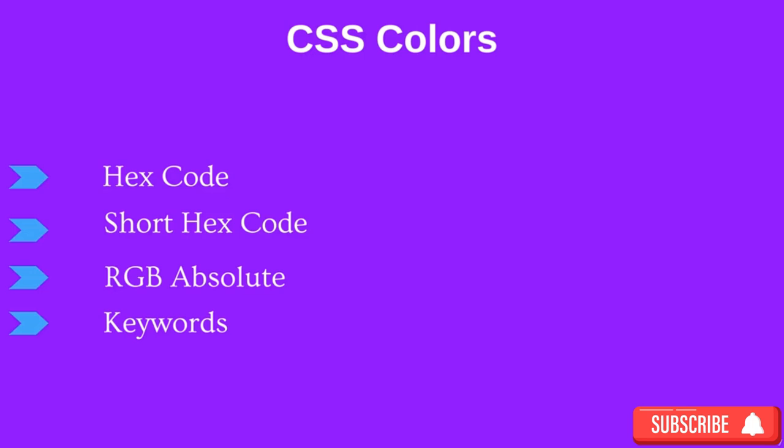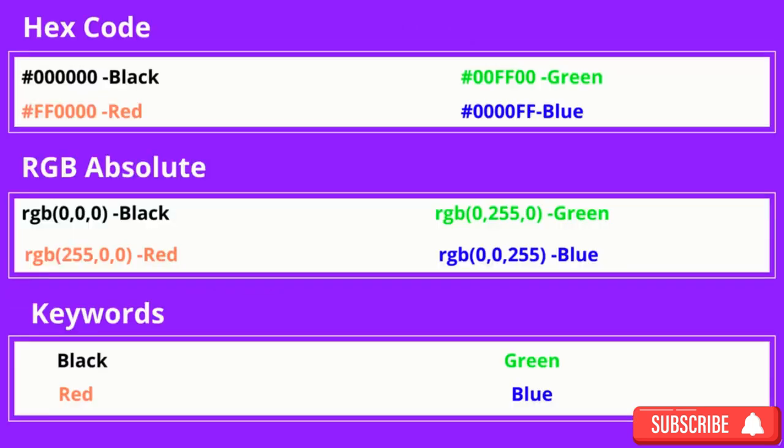As we know, whenever we talk about a color, all the colors are made up of 3 basic colors, that is red, green and blue. So this RGB combination will help us in forming the different colors. So hexadecimal, short hex code, RGB absolute, that is the red, green, blue absolute, and the keywords. Keywords will help us in writing the name of a specific color. So here is a short example.